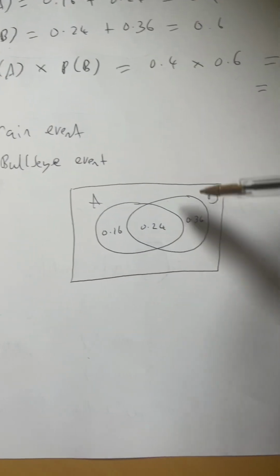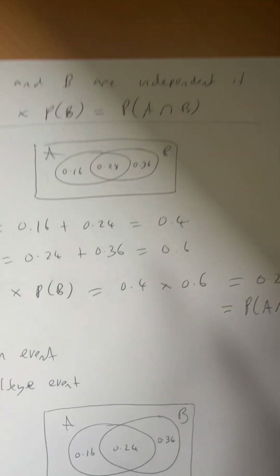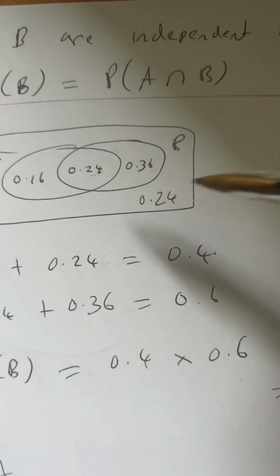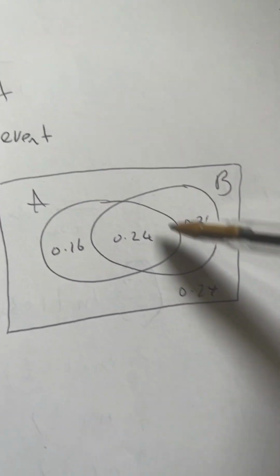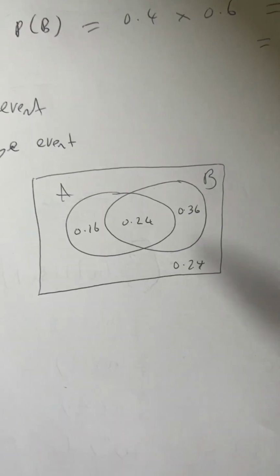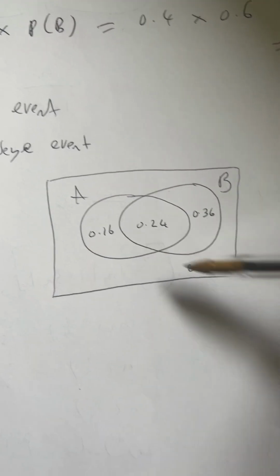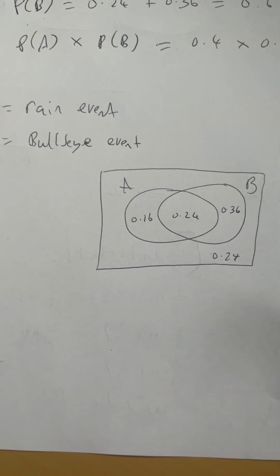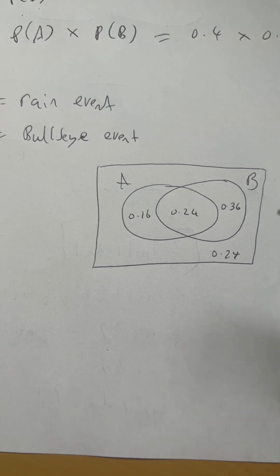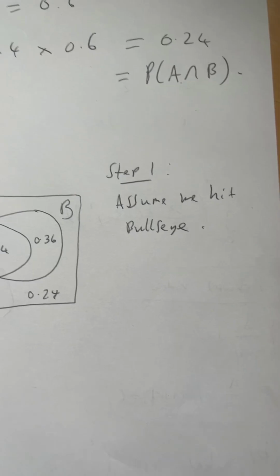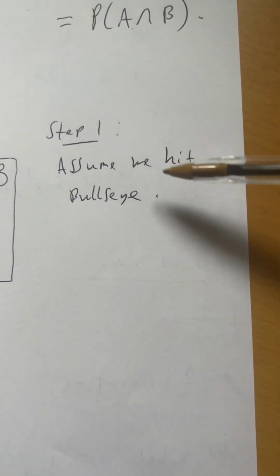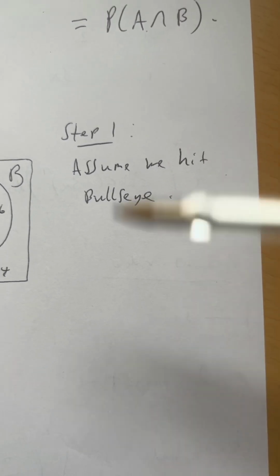Now I've just copied out the Venn diagram again, and I've just noticed I should really put the probability of the outside here. So there's a 0.24 chance that it doesn't rain and we don't hit a bullseye, obtained by doing 1 minus these three numbers. Now let's say first of all, I'm going to throw a dart at the dartboard and see if that affects the chance of it raining. So step number 1, we go to the dartboard, we throw a dart and we successfully hit the bullseye.